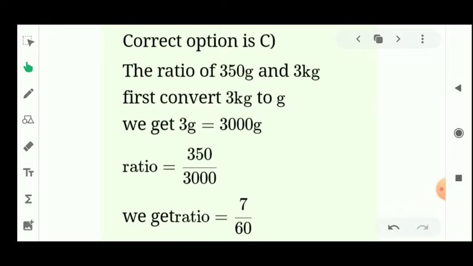Let's see the solution. Firstly students, we have to convert 3 kg into gram. That means 3 kg is equal to 3000 gram. Now we have to find out the ratio. Because 350 gram is given as the first value, we put this value in the numerator, and 3000 gram in the denominator. After solving it, its value will be 7 upon 60. That means option C will be right, that is 7:60.